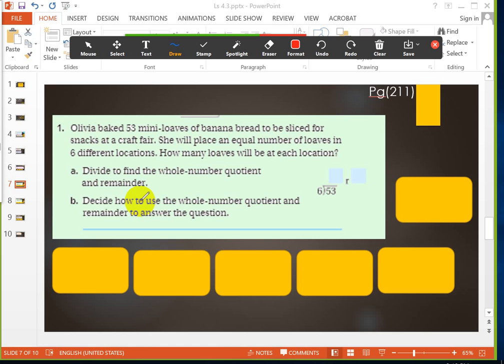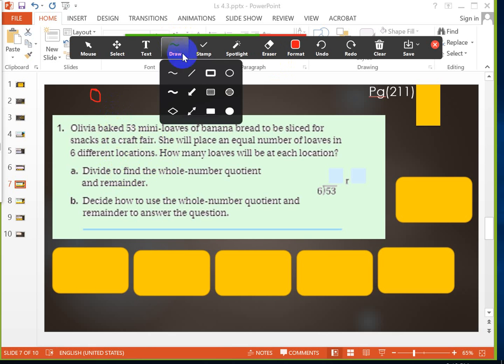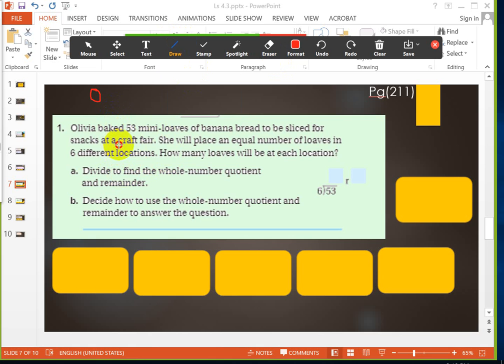So Olivia baked 53 mini loaves. Mini loaves, you know the loaves? These are the loaves. We eat these loaves. That means this is a piece of bread. The loaves of banana bread are to be sliced for snacks at a craft fair. Do you know the craft fair? Maybe some of you don't know it.